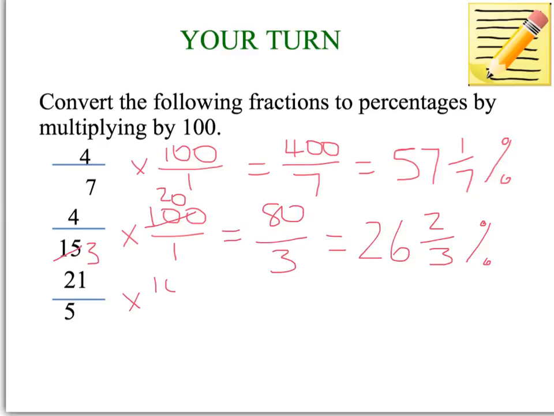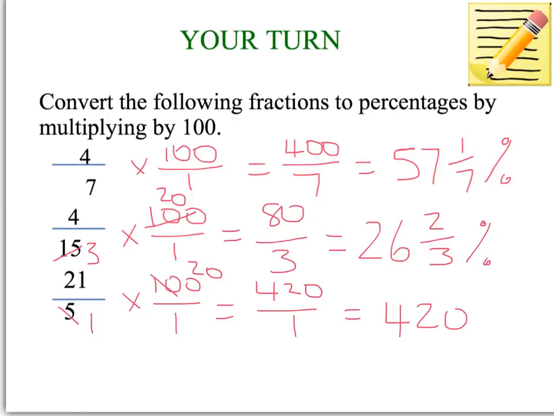Okay, the last one. Again, I can cancel out. So 5 ones are 5, 5 20ths are 100. Now, to use a calculator for this one, 21 times 20 is 420 over 1. Okay, so that's 420%.